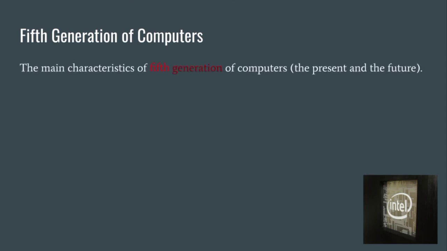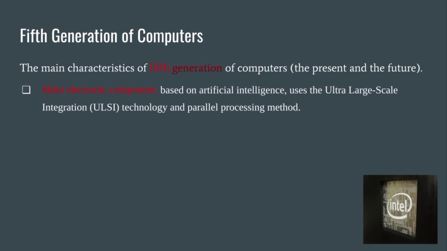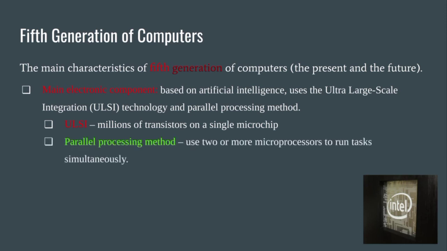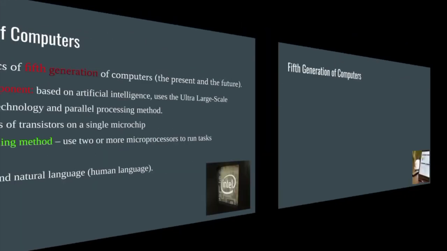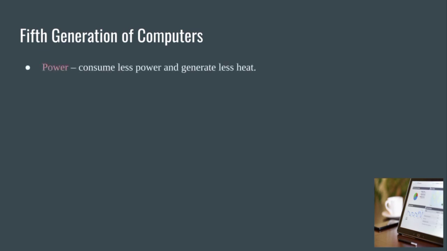Fifth generation of computer. The main characteristic of fifth generation of computer is present and the future. Main electronic components are based on artificial intelligence, using ultra large scale integration, ULSI technology, and parallel processing method. ULSI puts millions of transistors on a single microchip. Parallel processing method uses two or more microprocessors to run tasks simultaneously. Language: understands natural language like human language. Power: consumes less power and generates less heat.